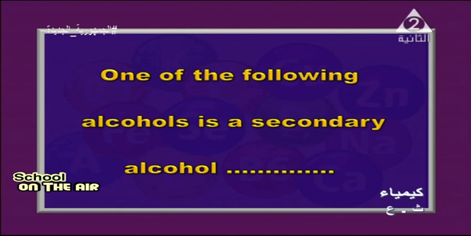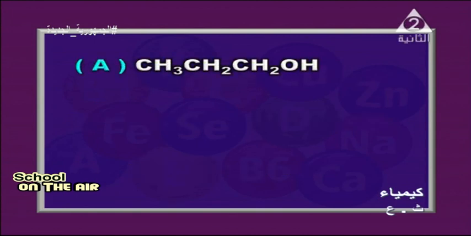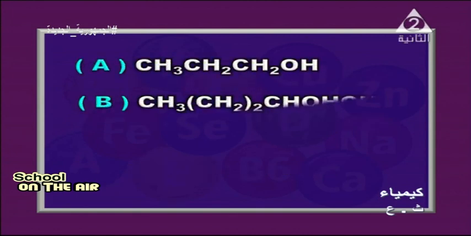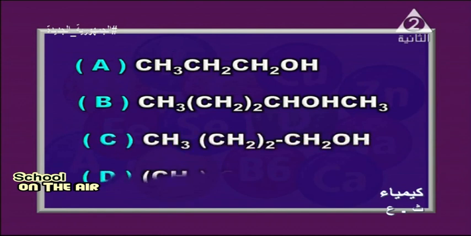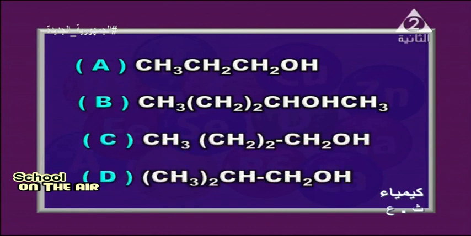Next point, one of the following alcohols is secondary alcohol. Is it choice A, or choice B, or choice C, or choice D? If you think about the answer here, you have to look for the alcohol that is a secondary alcohol, in which the carbon attached to hydroxyl has 2 carbons combined with it and 1 hydrogen. So the answer is B.